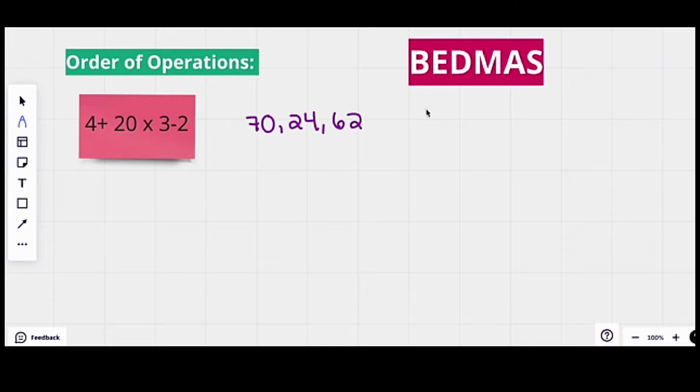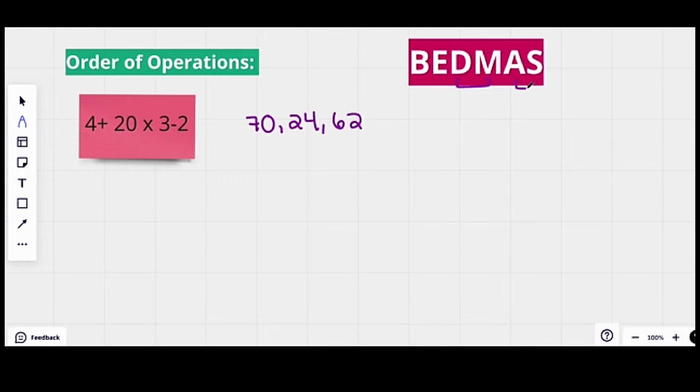So today we're going to learn about BEDMAS, and B stands for brackets, E for exponents, D for division, M for multiplication, A for addition, and S for subtraction. When we have a division and a multiplication, we'll do them in the order that they come in, so from left to right. So if we have two of these in a question, we're going to do them from left to right. So whichever comes first is the one that we're going to tackle first.